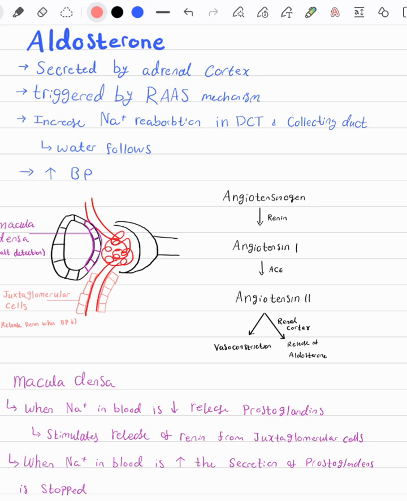Okay, so aldosterone is secreted by the renal cortex. Aldosterone is one of the last players in the renin-angiotensin mechanism. And it is going to help you increase reabsorption of sodium in the distal convoluted tubule or the collecting duct, and then water follows that sodium. So we're going to increase blood volume by reabsorbing that water. Same thing with ADH. We're reabsorbing water, we're increasing blood pressure, we're increasing blood volume.